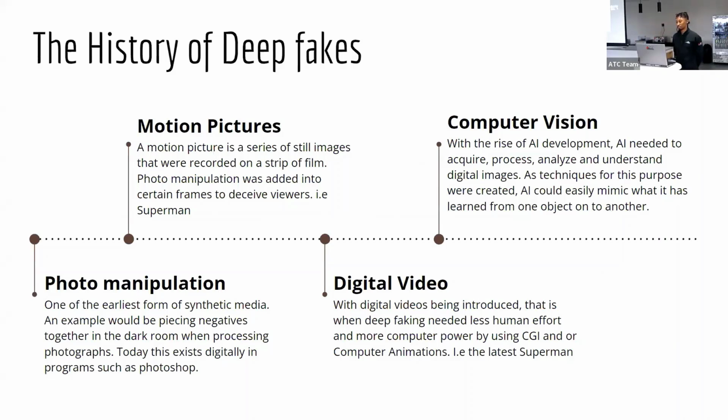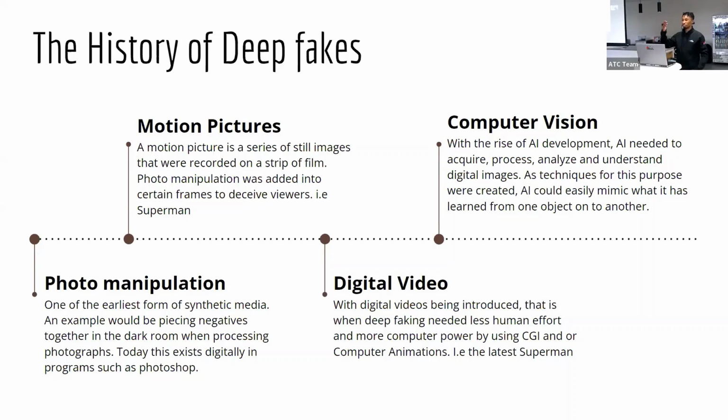So I did a bit of digging on deepfakes. The earliest kind of deepfake I found was photo manipulation, which was early in the 1900s, where people would take the negatives from the image and piece them together to create one image. Some would color on them to create a whole different image when they were processing the image. And then photo manipulation was also later introduced into motion pictures.